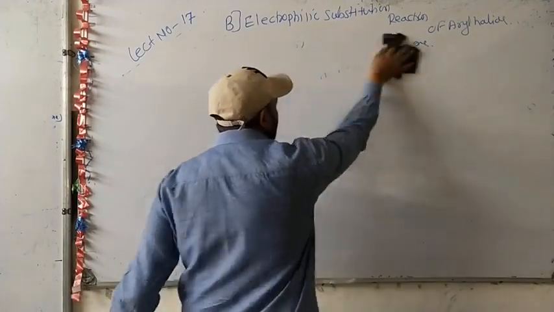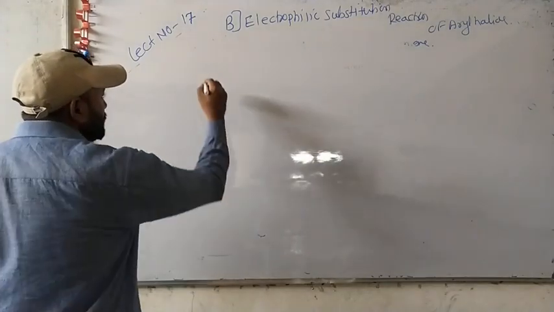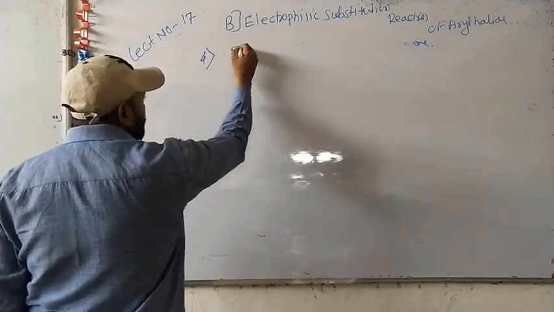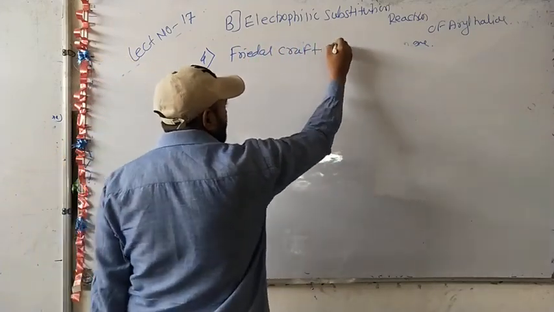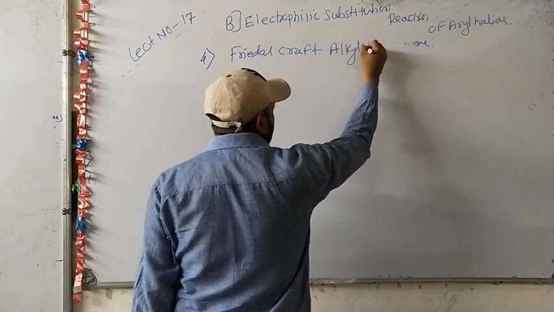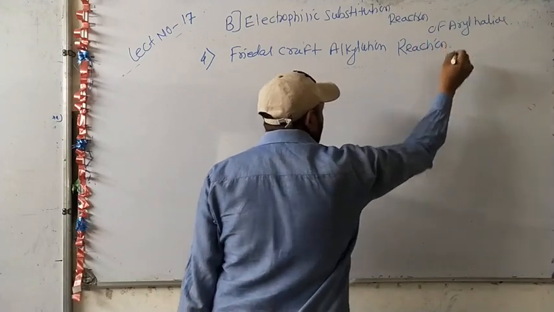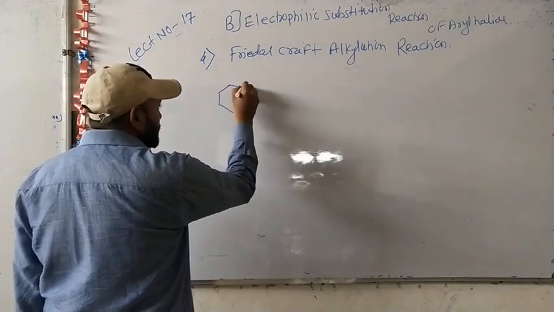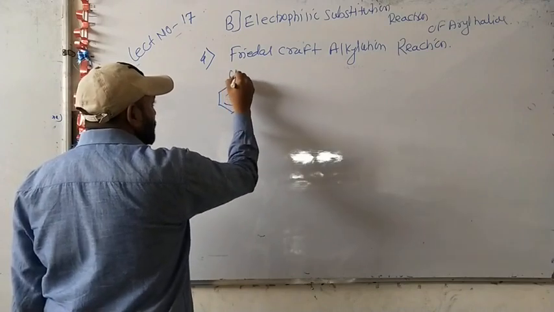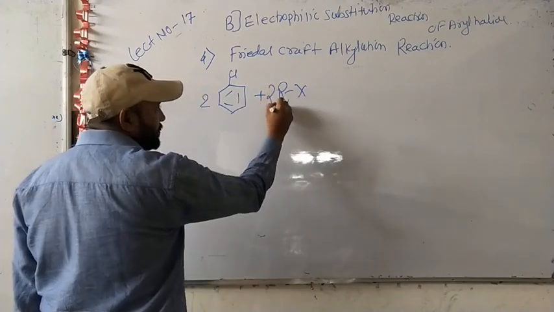Sulfonation reaction of chlorobenzene. Now, the fourth reaction is the Friedel-Crafts alkylation reaction. This is a very simple electrophilic substitution reaction of chlorobenzene. The chlorobenzene, 2 times, is treated with alkyl halide RX. How many times? 2 times.